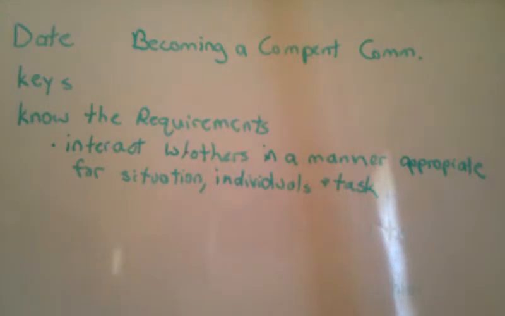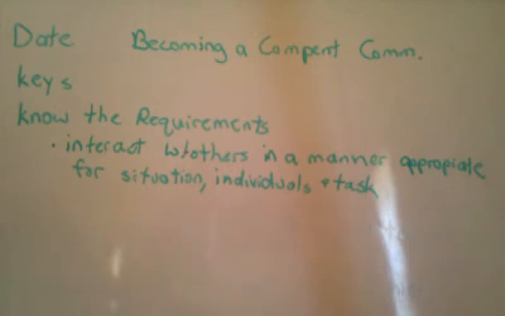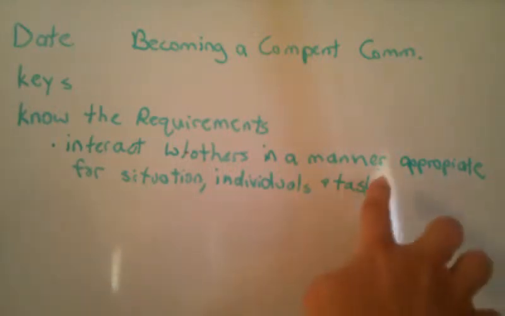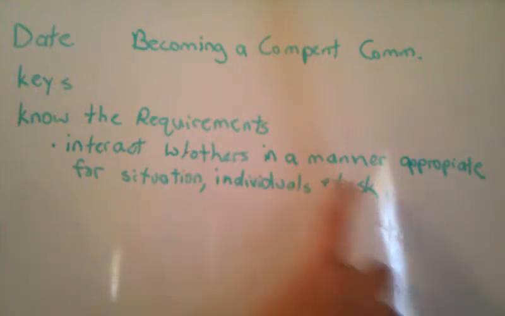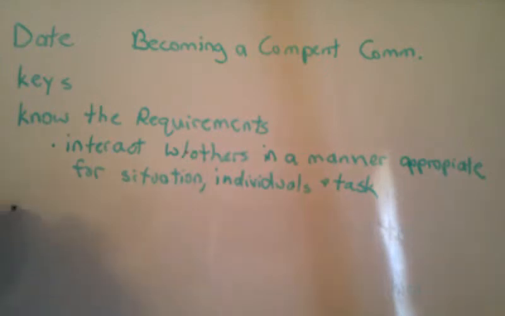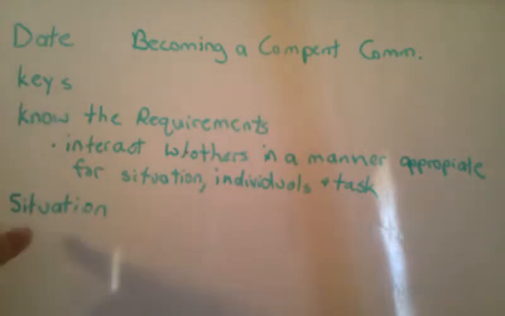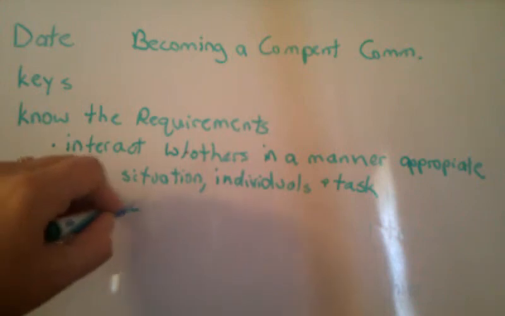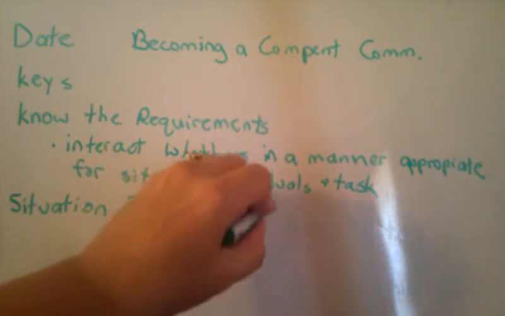Okay, so know the requirements. Just like the example, you have to be able to do it in an appropriate manner for the situation, the appropriate manner for the individuals, and the appropriate manner for the task. Allow situation to influence approach. Okay, so situation influences approach.